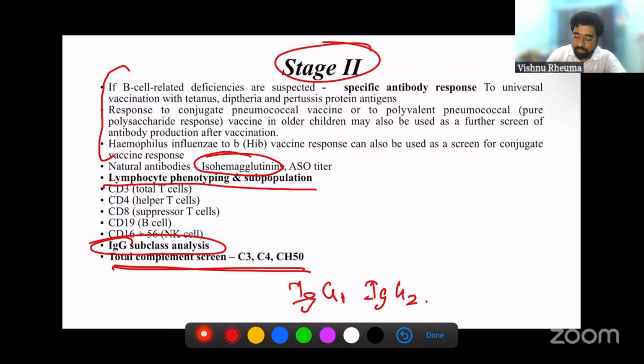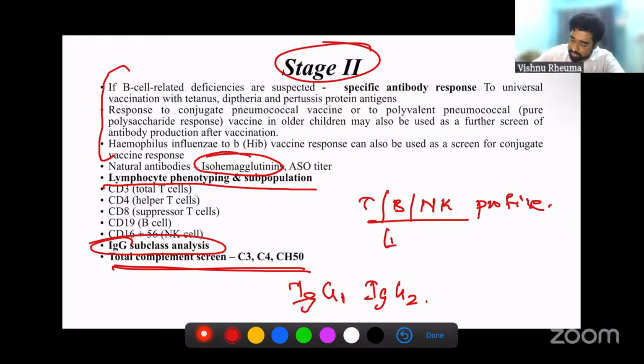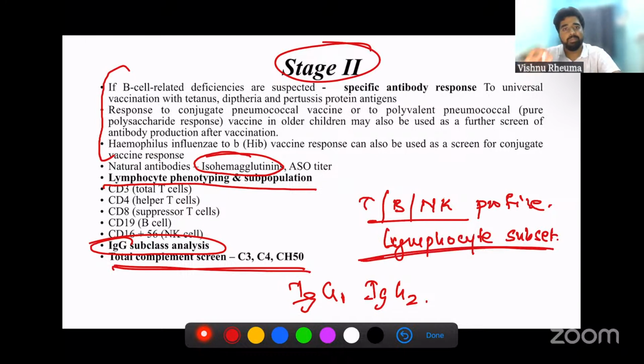Then lymphocyte phenotyping and subpopulation. So this also is basically what you call the TBNK profile, or you call it lymphocyte subset. So here you're basically doing your flow cytometry, and using your flow cytometry, you are getting cells, right? You're taking CD3 positive, that means T cell, right? CD3 positive, basically T cell. So then you'll again get CD4, TH, CD8, TC.